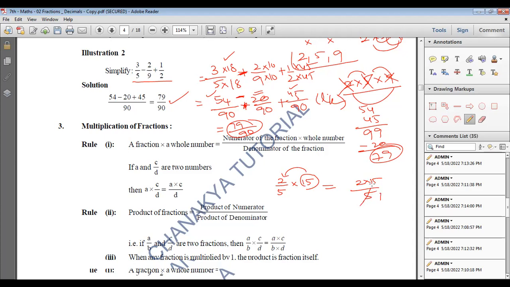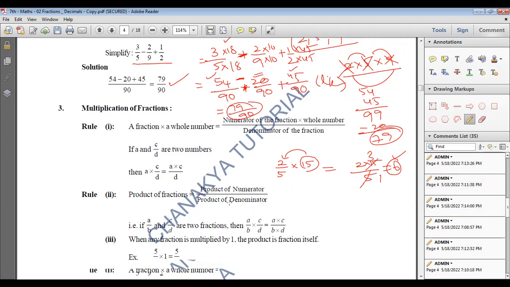5 threes are 15, 3 twos are 6. 6 by 1, which is simply 6. That is one way, a fraction multiplied with a whole number.